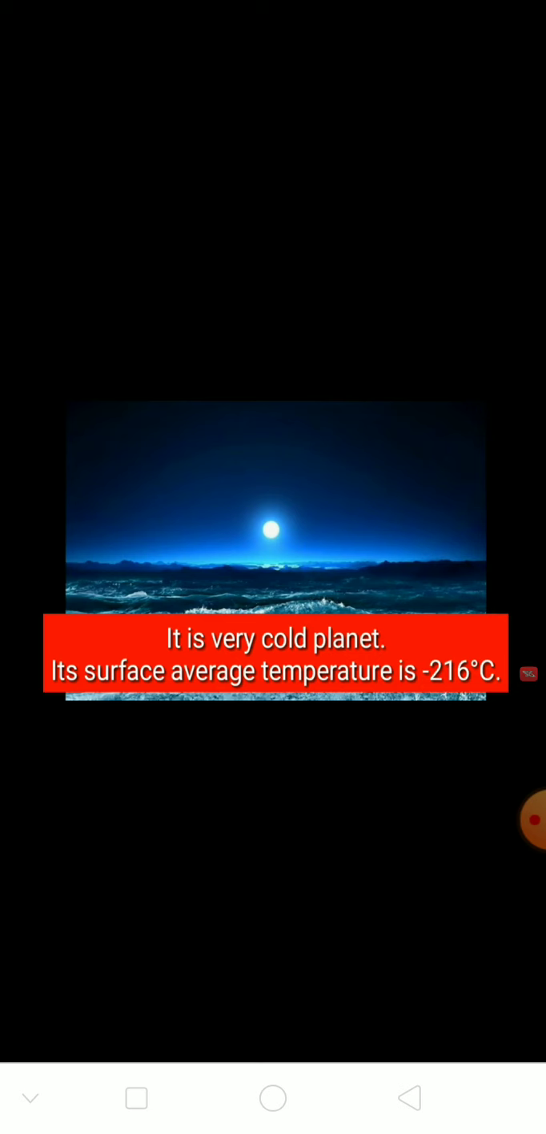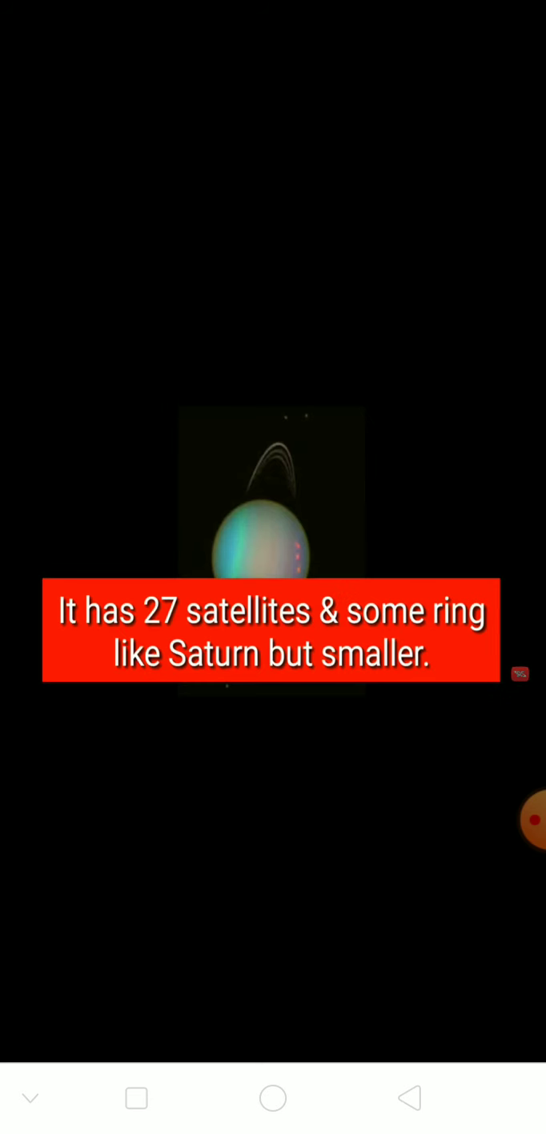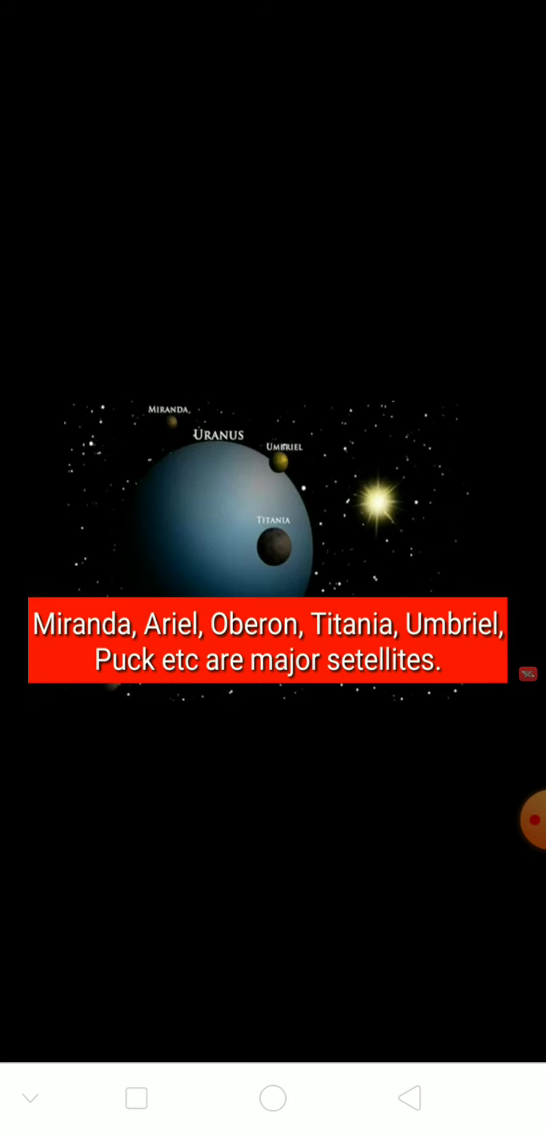It is a very cold planet. Its surface average temperature is minus 216 degrees Celsius. Its atmosphere consists of a huge amount of methane. It has 27 satellites and some rings like Saturn but smaller. Miranda, Ariel, Oberon, Titania, Umbriel, Puck, etc. are major satellites.